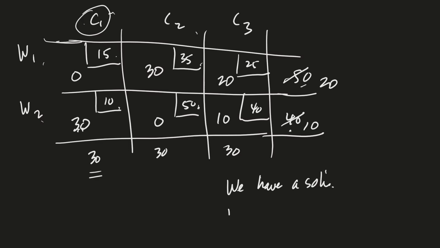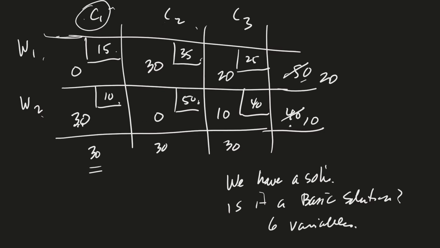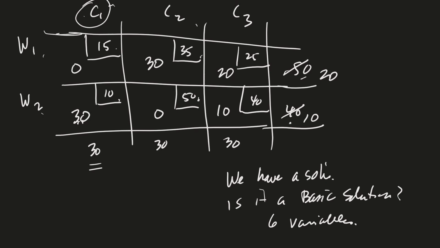I wonder, is it a basic solution? Do you remember what a basic solution was? We have 6 variables, right? So the question is, how many zeros do I need in order to get a basic solution? I'll let you think about that, and we will pick this up in the next video.